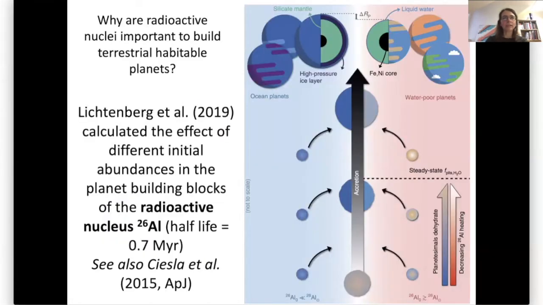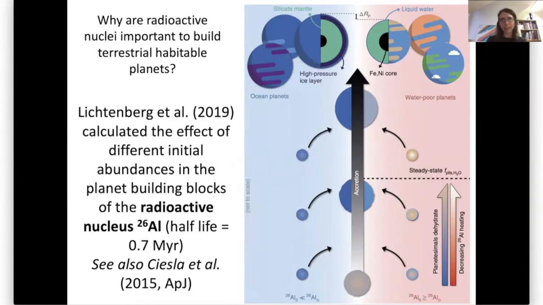Okay, so why are radioactive nuclei important to build up habitable planets? Here is one of the most important examples, the aluminum-26. It's a radioactive nucleus with a half-life of less than 1 million years. And here you can see a plot from a paper from last year from Tim. This is a very nice plot because it shows what is the difference when you build planets like the Earth, if you have aluminum-26 or if you don't.